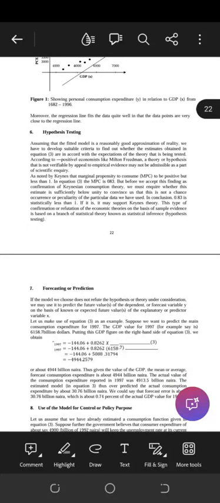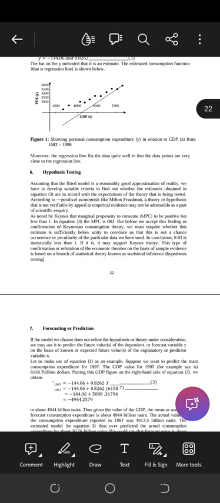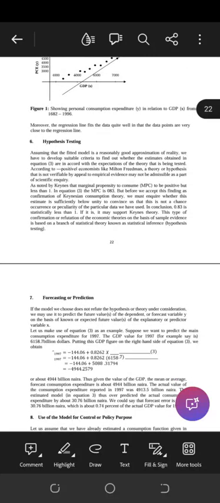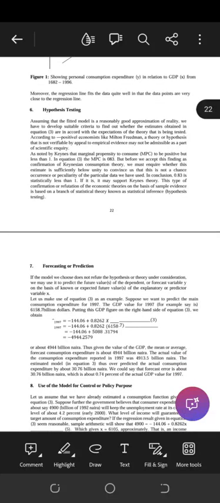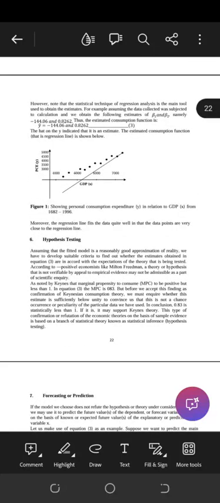understand. So this is saying that the graph is showing personal consumption expenditure in relation to GDP from 1682 to 1996. What is going on? What is 1682? Maybe they meant 1982. Which 1682? How many years? So 1982 is what I should say. So by looking at it with our eyes like that, we check whether our hypothesis is correct.